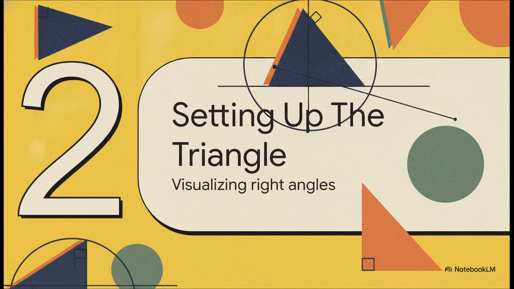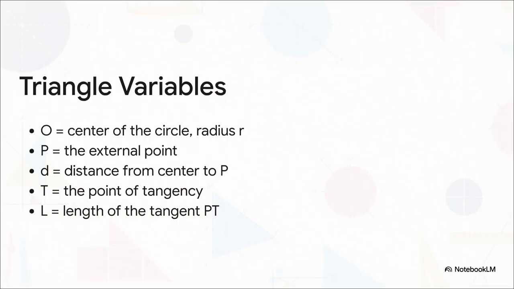Section 2. Setting up the triangle. Visualizing the right-angled triangle. Let's quickly define our variables so we are all on the exact same page. O is the center of our circle, which gives us our radius r. P is that external point we talked about. The distance from the center O to point P is d. T is our magic point of tangency. And finally, L is the length of the tangent. L da nama kandupidikka porom. It is our main goal.